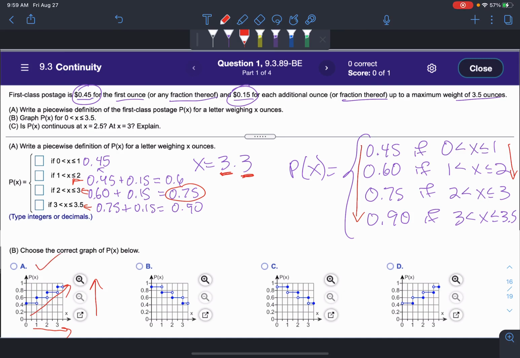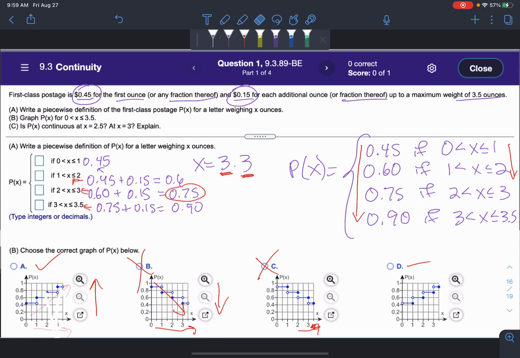So A is a possible answer. B, you notice as X goes down, notice my postage is going down. So we can throw out B and C for that matter, right? Because it doesn't make sense that if something weighs more, then I'm going to pay less for it. So that's why B and C aren't the answers. So now we're stuck between A and D.